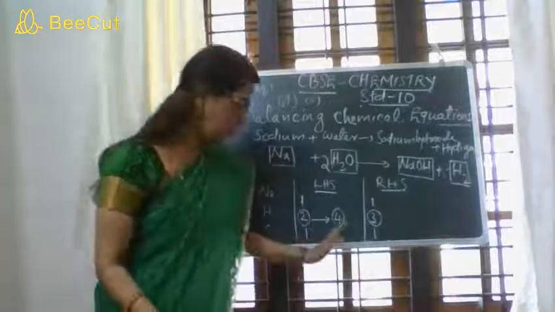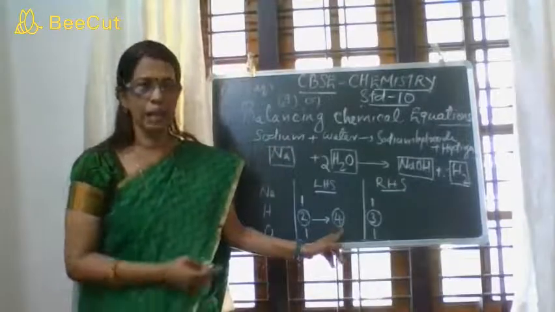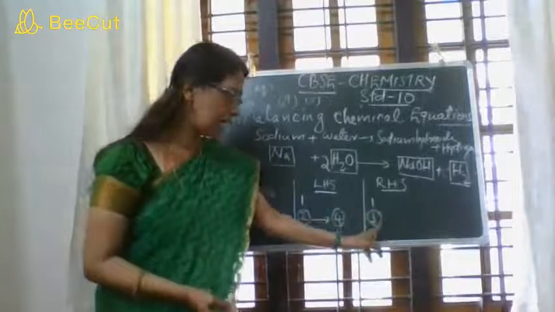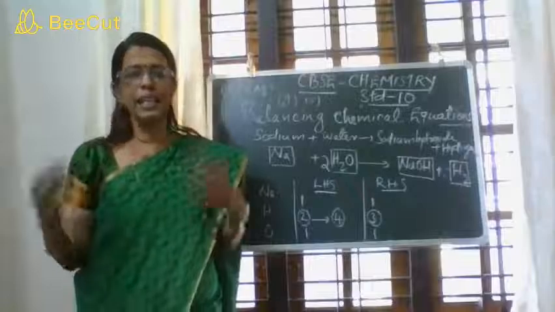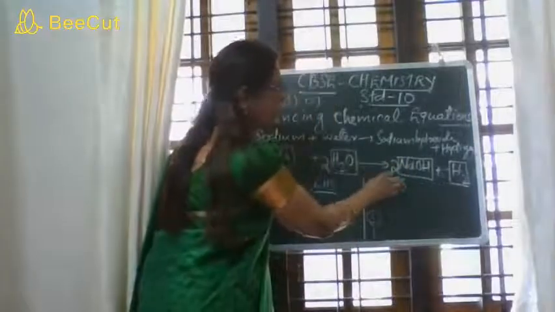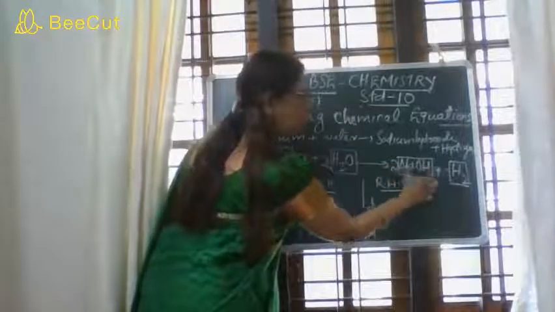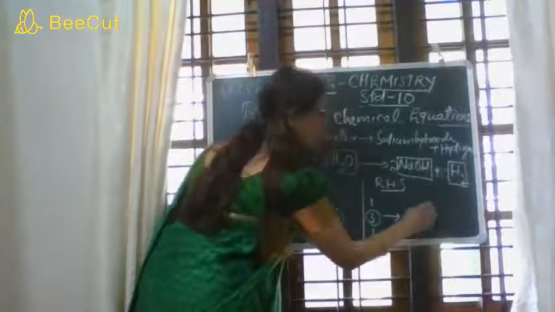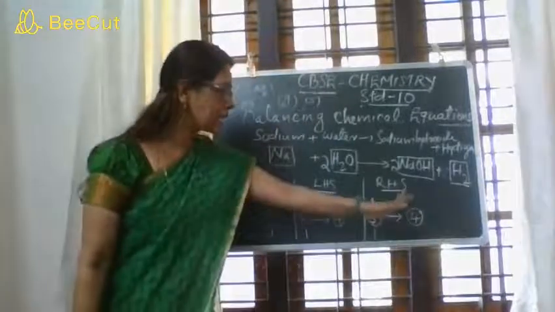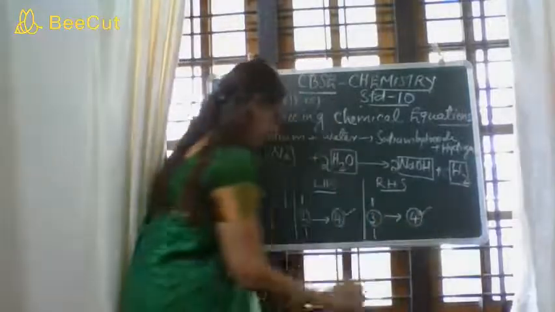Now the number of hydrogen on the LHS is 4. On the RHS it is 3. Now the RHS side contains a lesser number of hydrogen. That also we have to increase by putting 2 here. By putting 2 here we can increase it, so here now 2 hydrogen plus 2 hydrogen, now it is changed into 4. Now the RHS also contains 4 hydrogen. Now the hydrogen is balanced on both sides.